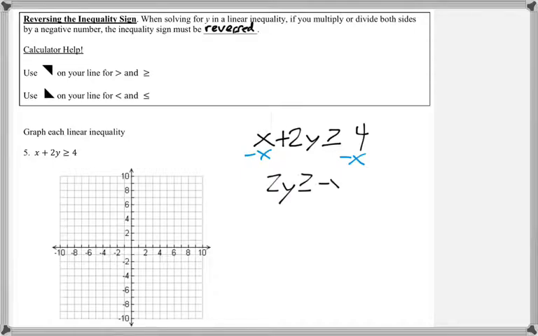Okay, so for number 5, we have a linear inequality and we are asked to graph it, but I need to solve for y first. So I need to subtract x and then I need to divide by 2.